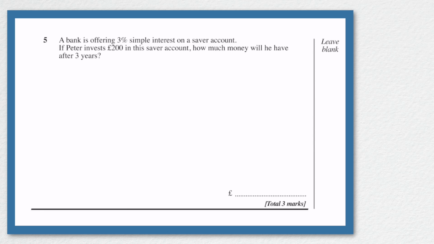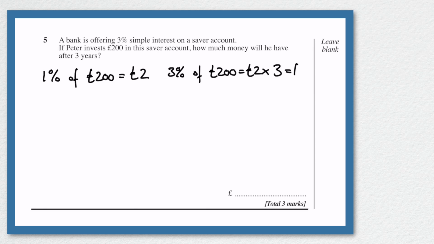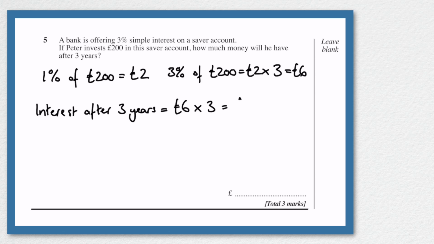We'll begin by working out the interest that will be added each year. 1% of £200 is £2, because that's 200 divided by 100. So 3% is 3 lots of £2, which is £6. So after 3 years, 3 lots of £6 will be added. So that's £6 multiplied by 3, which is equal to £18. Therefore, the amount Peter has in his account after 3 years is £200 add £18, which is equal to £218.